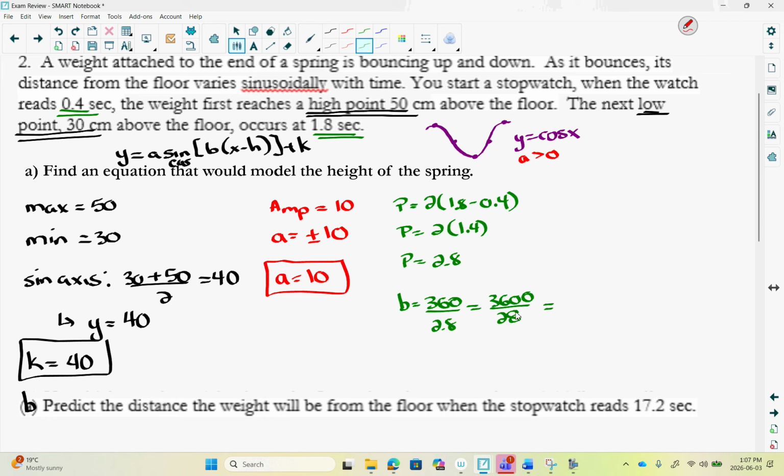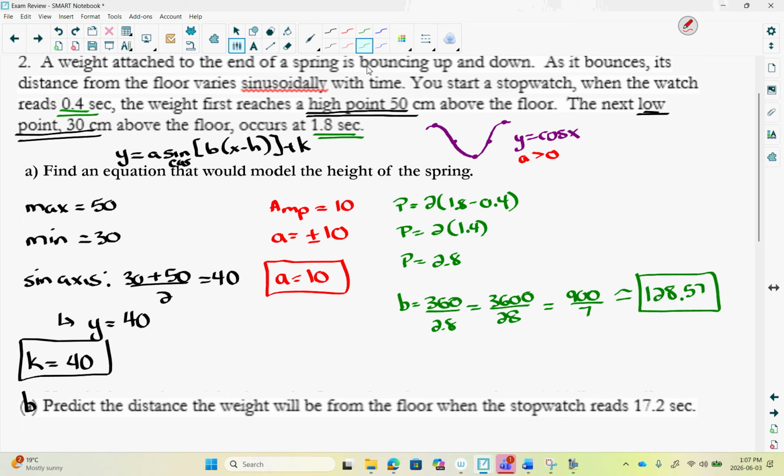Sorry, not 9, by 4. That'll give you 900 over 7. If you wanted to write that as an approximate value, 900 over 7 or 360 divided by 2.8. Doesn't matter how you put it in. 128.57 or 5714. That's fine. That's my B value. Most people are going to do this one.